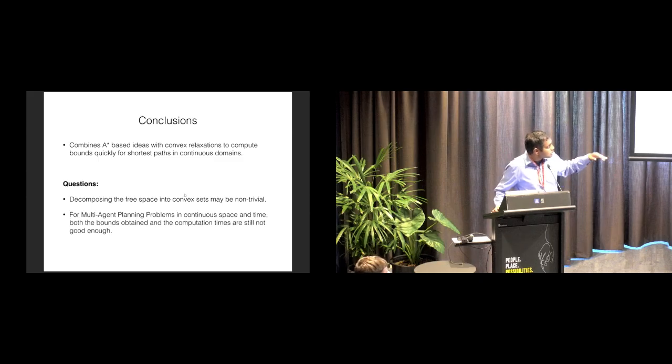But the other issue is for multi-agent planning, we were really interested in finding tight bounds, but we want to do it even much quicker than what this method currently offers. So that second question is still harder, so it's something that we're working on. But yeah, that's my presentation. Thank you.